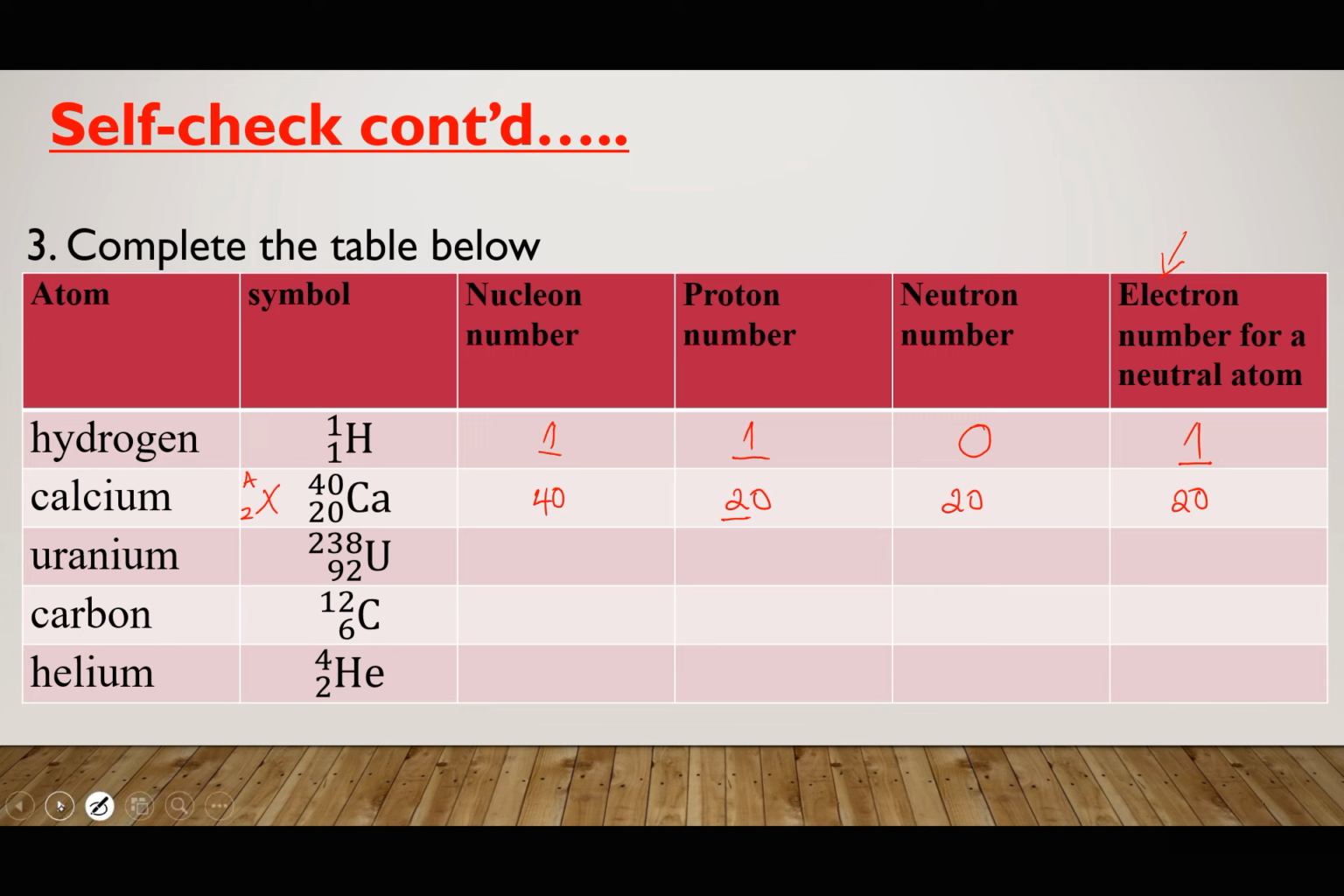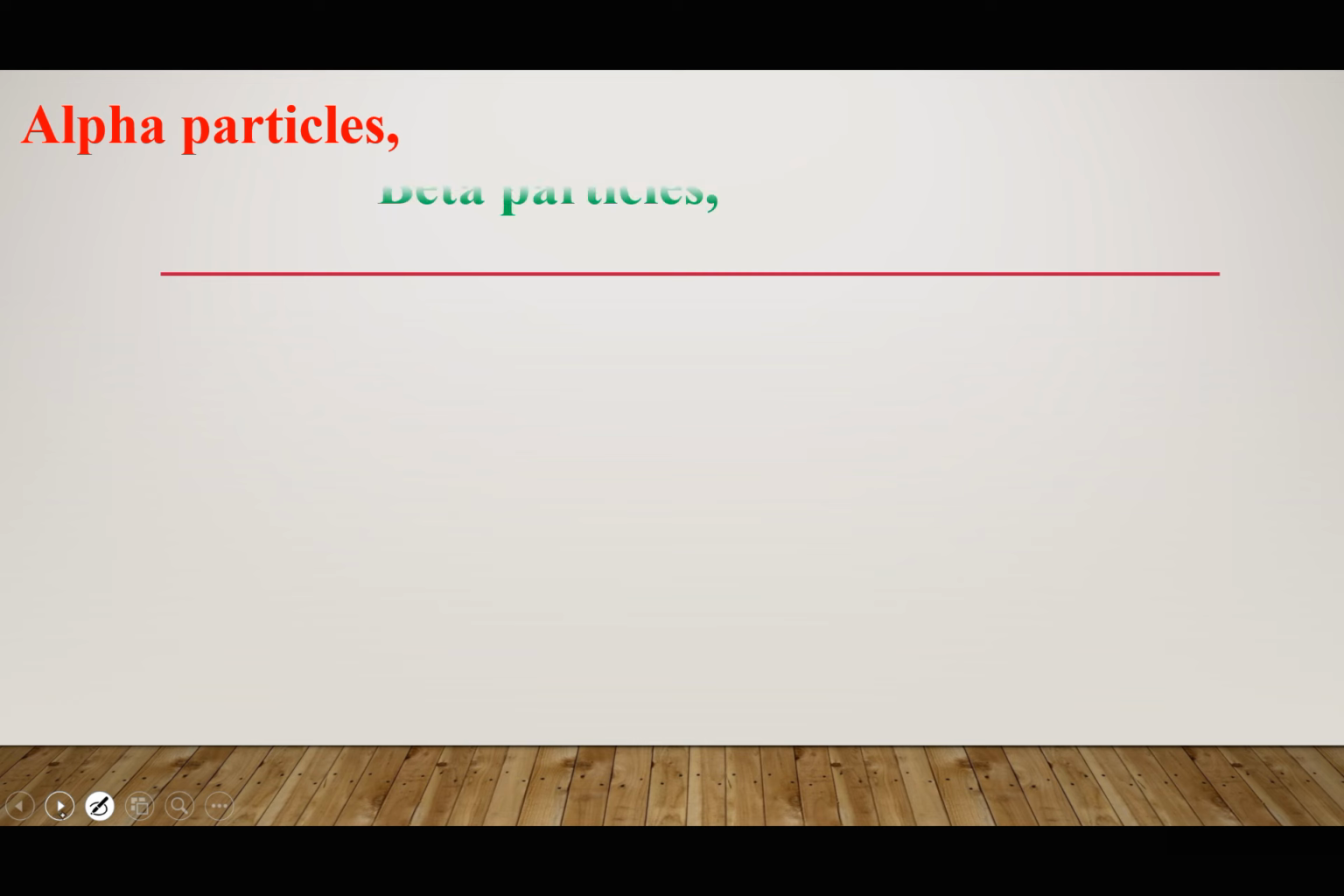Okay, now let's go to the most important part of lesson 2, which is alpha, beta, and gamma radiations. Alpha particles, beta particles, and gamma radiations. This is the gist of this lesson. We shall explore these concepts more in nuclear physics in paper 4, but at this point, we need to just know the basics of alpha, beta, and gamma radiations.